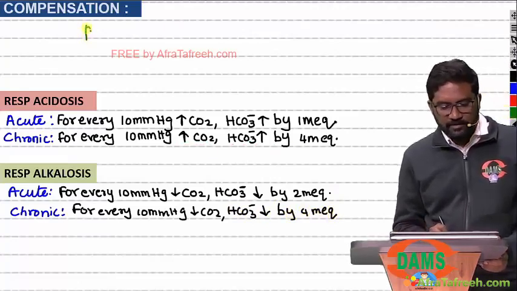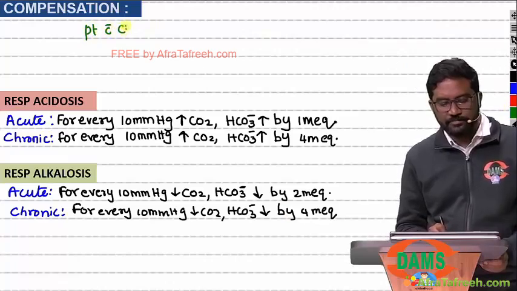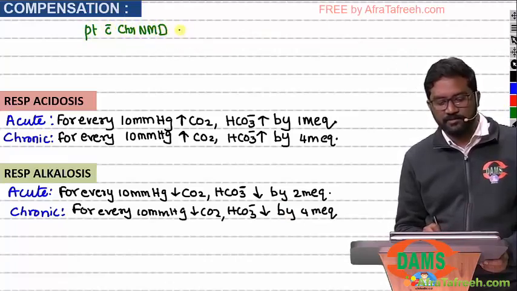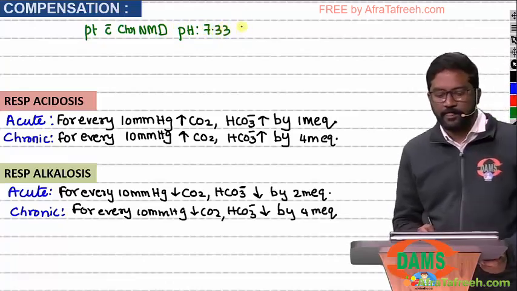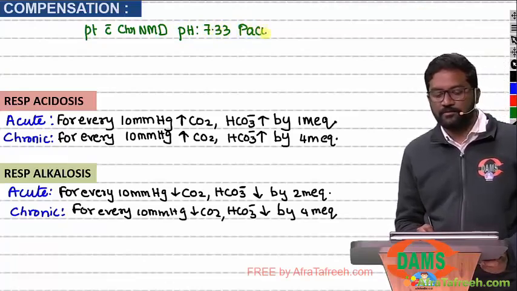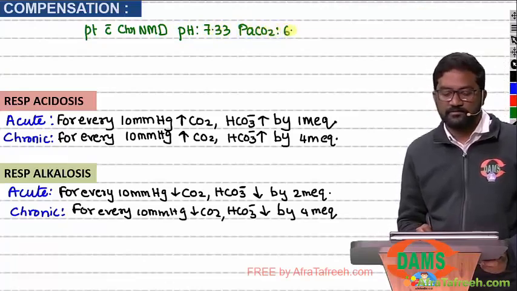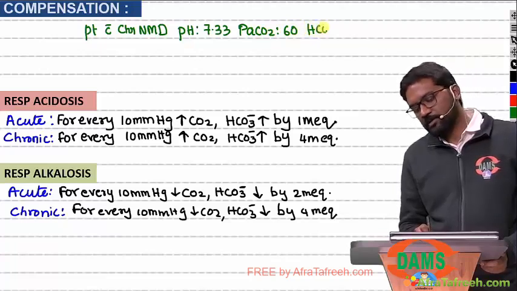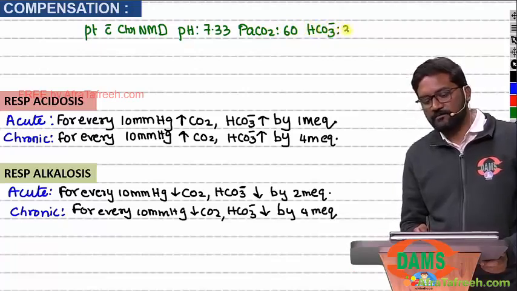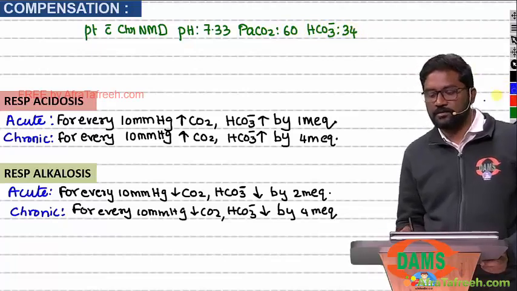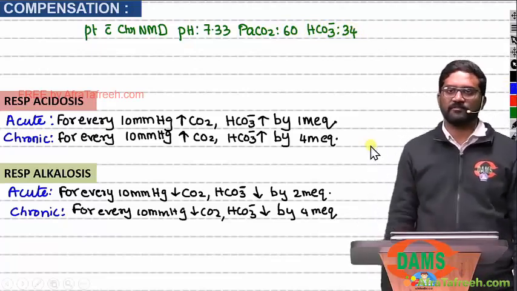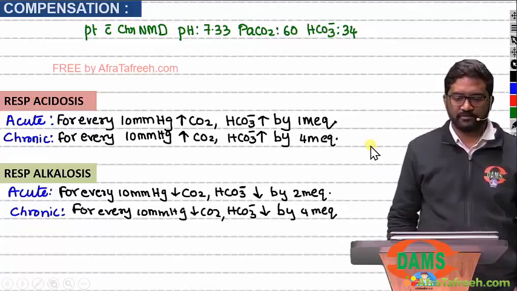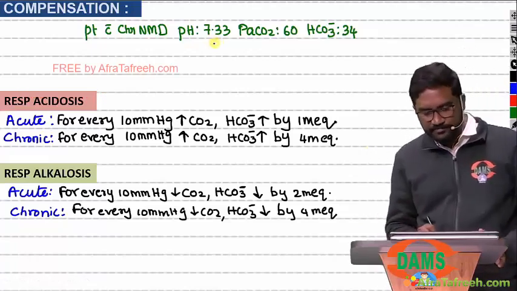There was a patient with a chronic neuromuscular disorder. NMD means neuromuscular disorder. His pH was 7.33. His PaCO2 was 60. Bicarbonate was 34. Quickly tell me what is the primary acid base disorder and also calculate compensation. Just draw arrow marks.